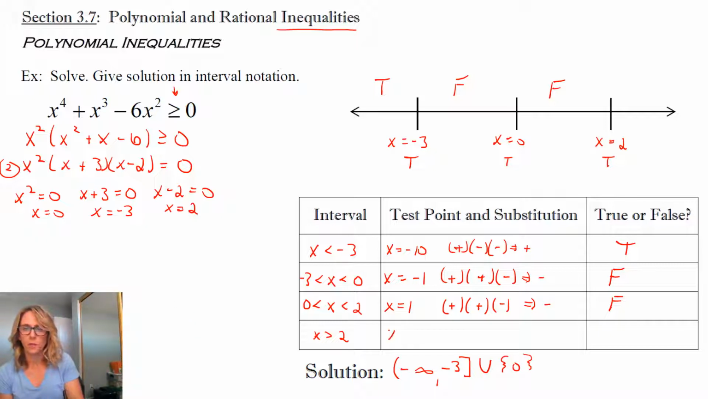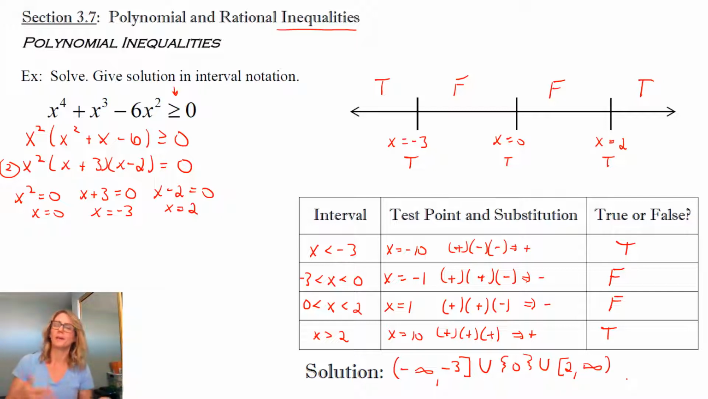And then something greater than 2, I'll pick 10. I will always have positive here. I will have positive here, and I will have positive here. That's going to give me positive values, anything that's greater than 2. So that's going to be true, and therefore, I want to include that in my solution. So I'm going to union with the interval 2. Now notice 2 makes it true, so I'm going to include 2 all the way up to infinity. And not up to infinity, but I'm going to put infinity there to show that anything greater than 2 is going to make this inequality true. And that's our solution in interval notation.